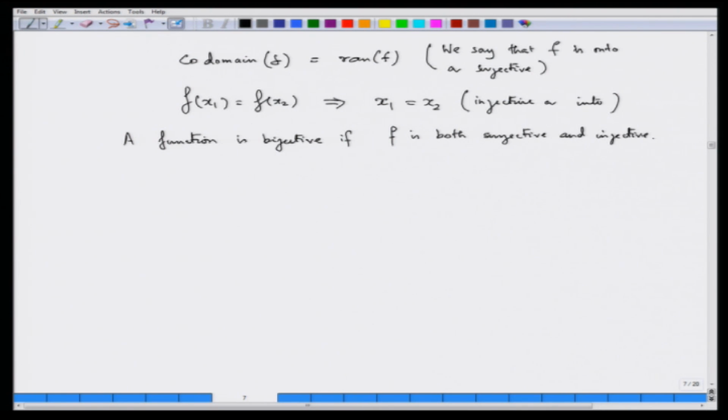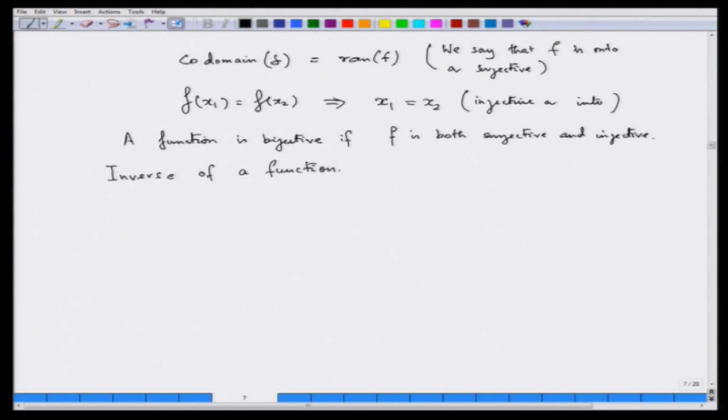Now, we come to a very important notion, the inverse of a function, because this question is natural. You might ask, why are you talking about inverse? But the question of inverse is a very natural concept, the inverse of a function. So, what does it do? It does the following.